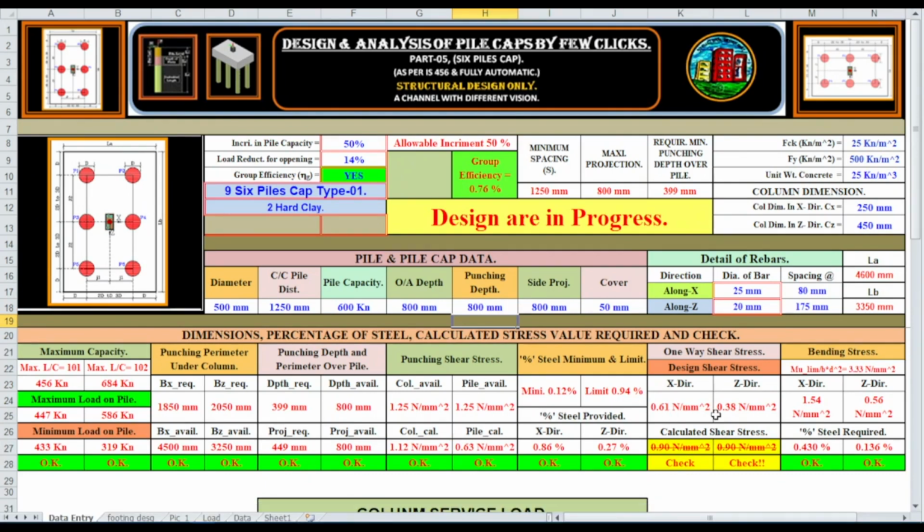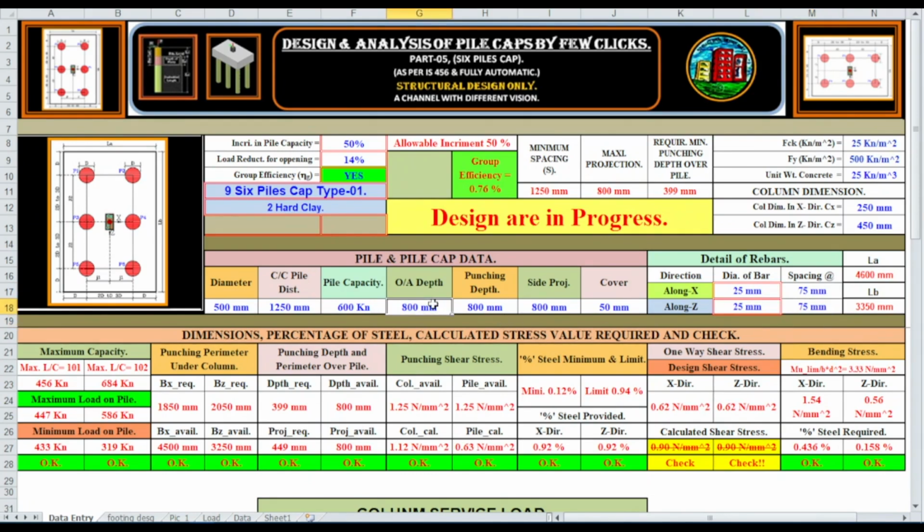One way design shear stress 0.61 in X direction and Z direction 0.38 Newton per millimeter square. Calculated shear stress 0.9 and 0.9 Newton per millimeter square. Now I'm changing here bar dia in Z direction, spacing 80, 75.